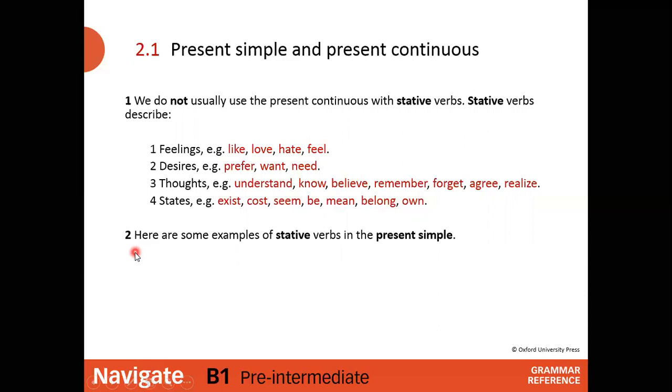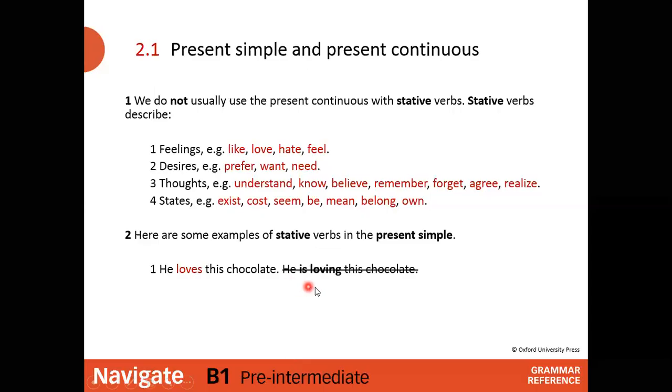Exercise, second rule. Here are some examples of stative verbs in present simple. For example, he loves this chocolate. He loves this chocolate. Not he is loving this chocolate. You cannot say that. Second one, do they cost too much? Not are they costing too much? Cost, so this is a state. All right. I hope it's understandable with stative verbs.